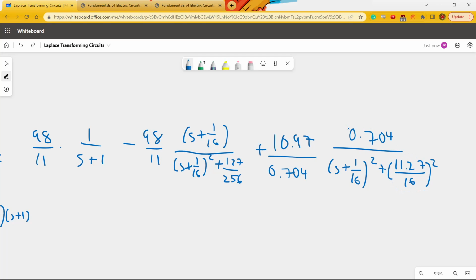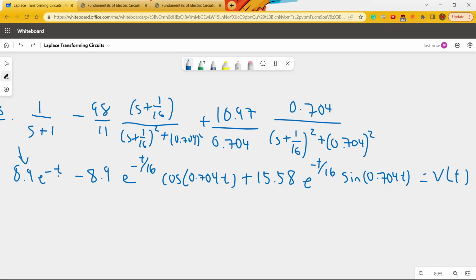That's also 0.704, so I'll replace every instance of 127 over 256 with 0.704 squared, and finally we can inverse Laplace transform this into 8.9 e to the negative t, minus 8.9 e to the negative t over 16 cosine 0.704t, plus 15.58 e to the negative t over 16 sine 0.704t.